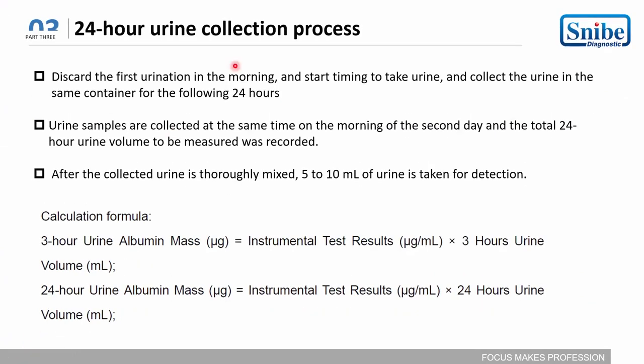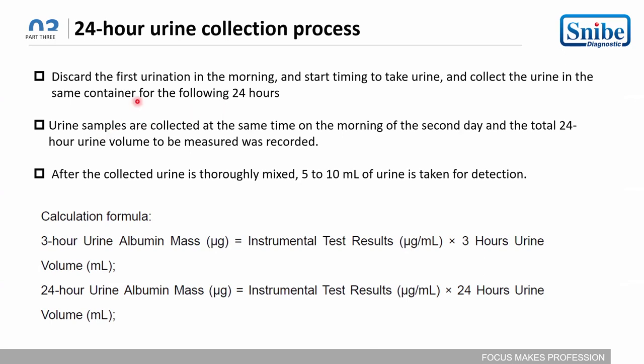So if we talk about the 24-hour urine collection process, I hope you know how to collect a 24-hour urine. In the morning, you have to discard the first urine sample. And then you have to collect the urine after the first urine discard. For the rest of the day, you have to collect the urine in the same container for the next 24 hours. It means if you have decided to collect a 24-hour urine, in the morning you have to discard the first urine sample. And after that, all urine samples should be collected in a container until the next morning's first urine sample.